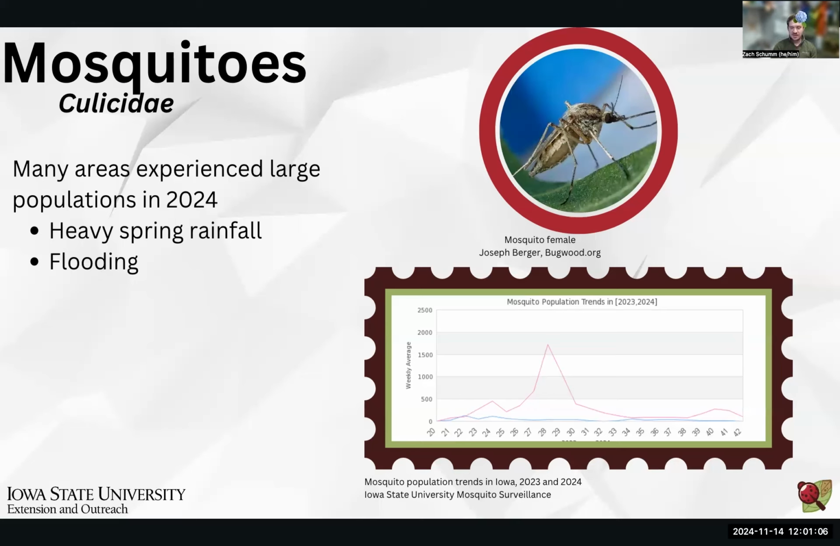So there's nothing really that we can do for mosquitoes other than put on protective clothing and avoid going outside in periods of high abundance. But I share it nonetheless because it was a really big trend for 2024. Most mosquito control is done by mosquito control districts through cities or county level governments.